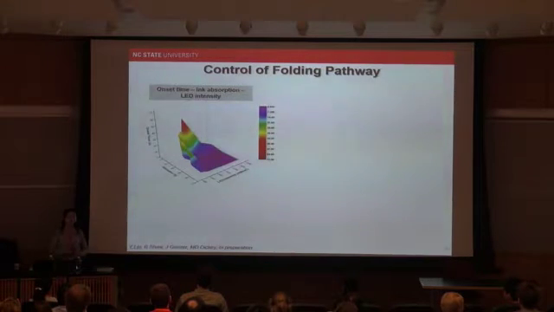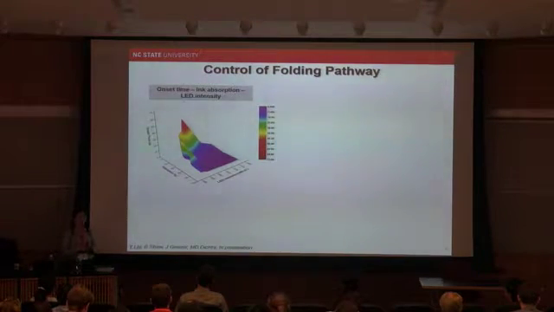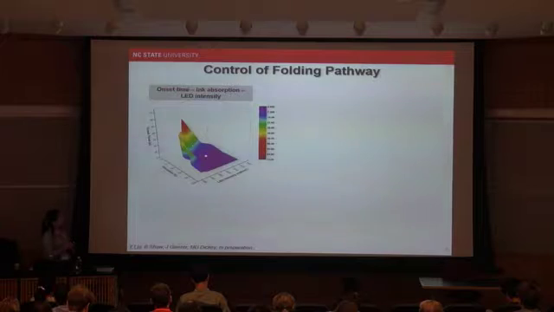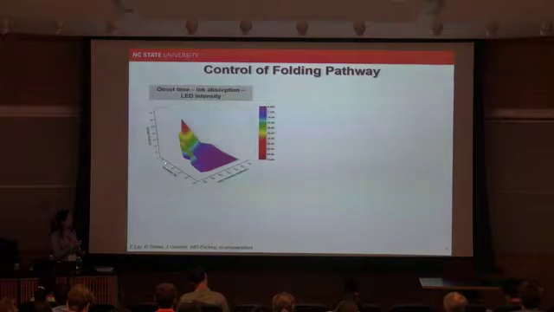So the sequential folding actually all depends on the energy. The key parameters for sequential folding are the light intensity, that is the intensity of the LED you use, and also the optical absorption of your ink. And this is a 3D plot that shows how the folding time changes with the optical absorption and the LED intensities.